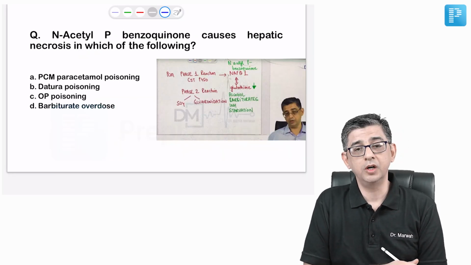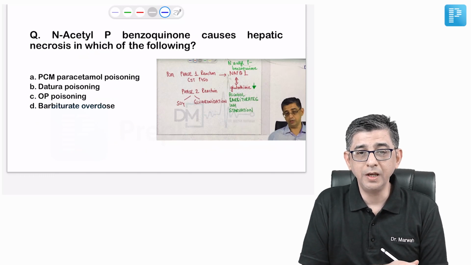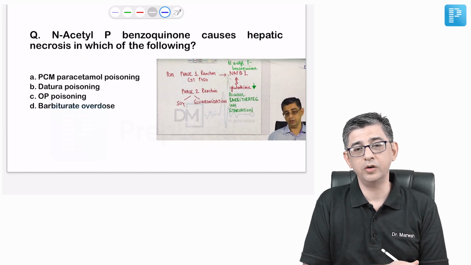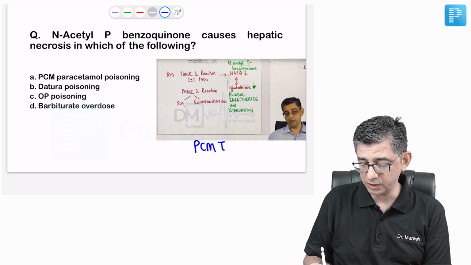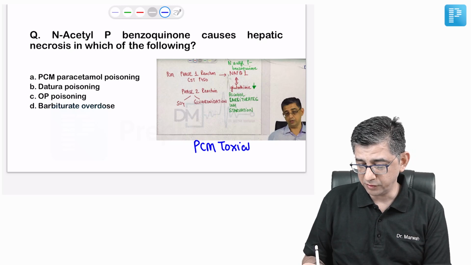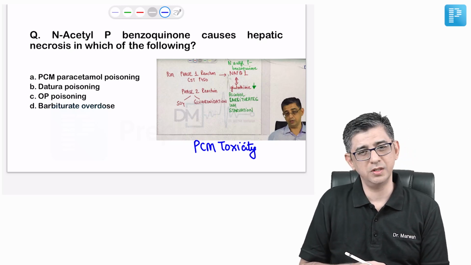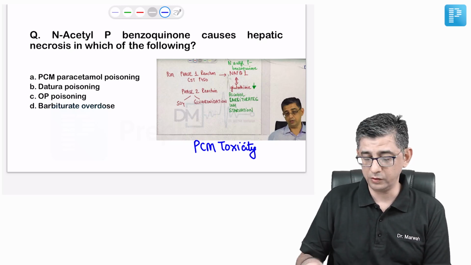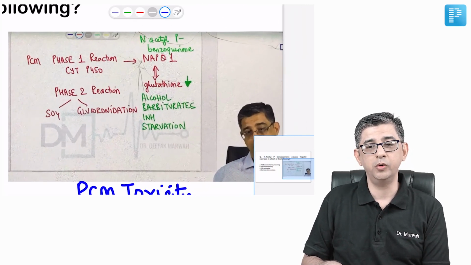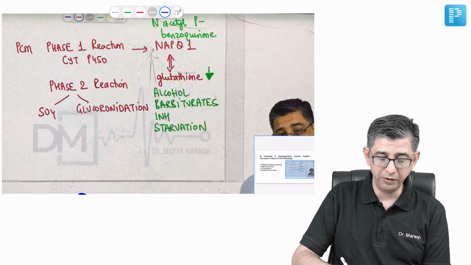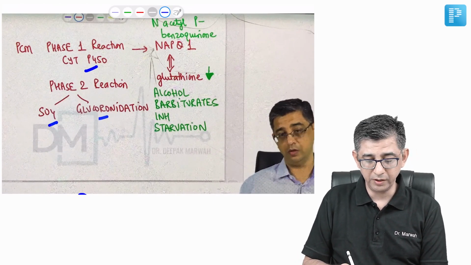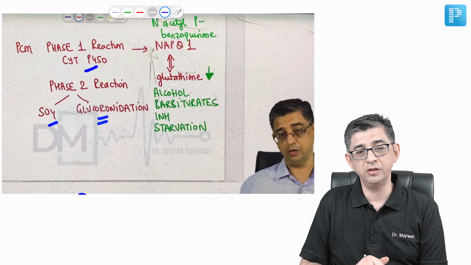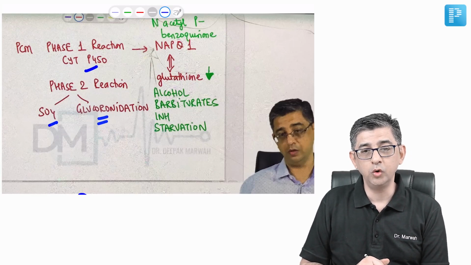The next question talked about N-acetyl-p-benzoquinone causing hepatic necrosis in which of the following. If you listen to my video on paracetamol toxicity, I think this was a pharma based question, but I still kept it because even in my videos I've talked about paracetamol toxicity. So how does paracetamol get metabolized in the body? There would be two phases, and the first one is cytochrome mediated. Phase 2 would be sulfation and glucuronidation, and it's in phase 1 that NAPQ1 is produced.